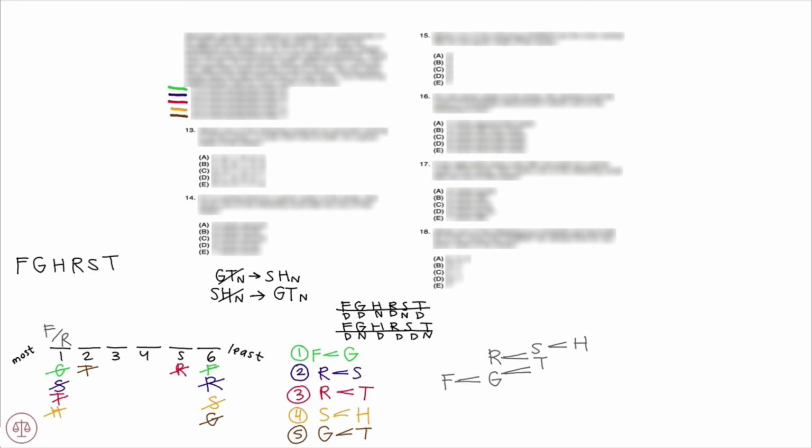Likewise, we know that 6th can't be F, R, S, or G, meaning that 6th could only be either H or T. So in our long chain, we're looking for the crew members that don't have anything to the right of them. And we know that's T and H. And what that means is that no crew member has to be less productive than T or H. All right, so that's our setup, our rules, and our deductions. Let's go ahead and hit the questions.